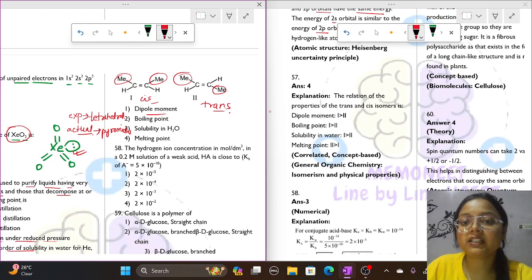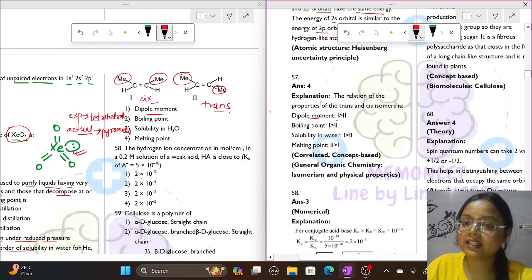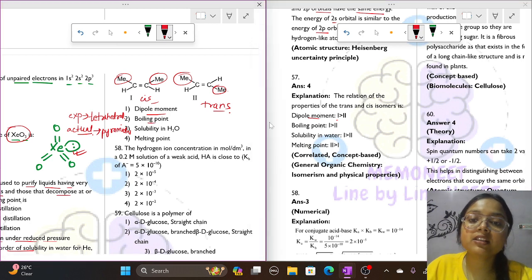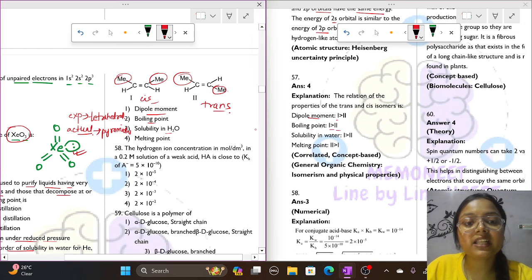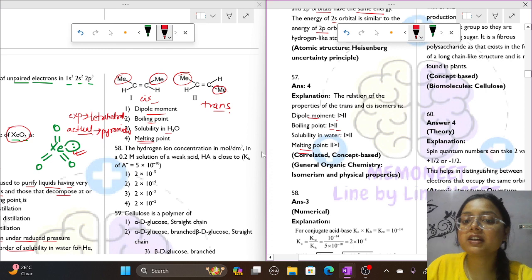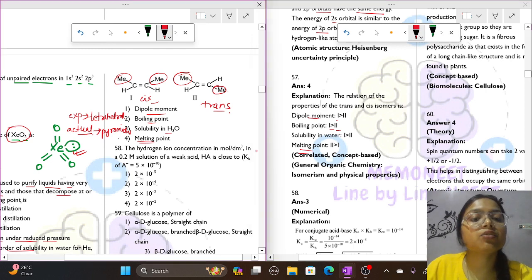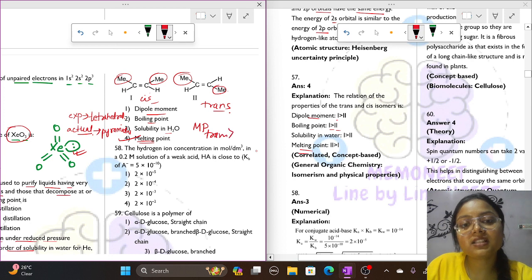The dipole moment of the cis isomer is greater. Okay. So this will not be the correct option. The boiling point of the cis isomer is also greater than the trans isomer. The solubility in water is also greater for the cis isomer. But the melting point is the one which is greater for the trans isomer than the cis isomer. Okay. So what will be the answer? Melting point will be the answer. The melting point of the trans isomer is greater than the melting point of the cis isomer.